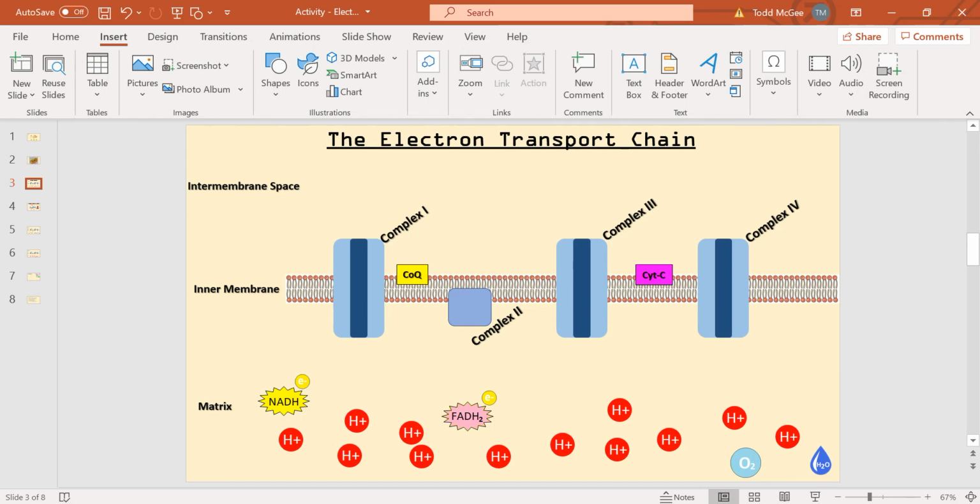Okay, hello IB Biology. This is Mr. McGee, and I'm going to try to teach you today about the electron transport chain that we've been talking about for a while. And this is one of the most complicated subjects with all of cell respiration, so it is very paramount that you make sure you are taking a look at your outline and you are reviewing this topic.